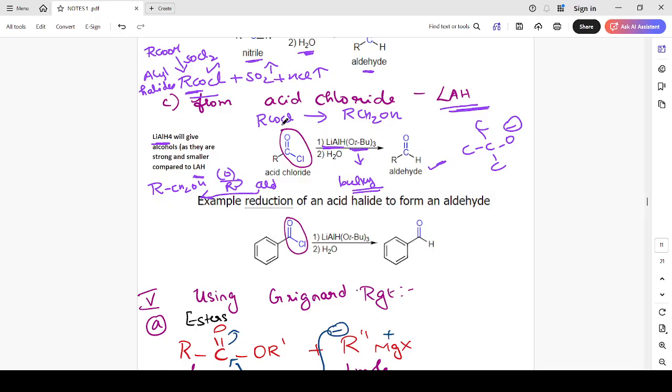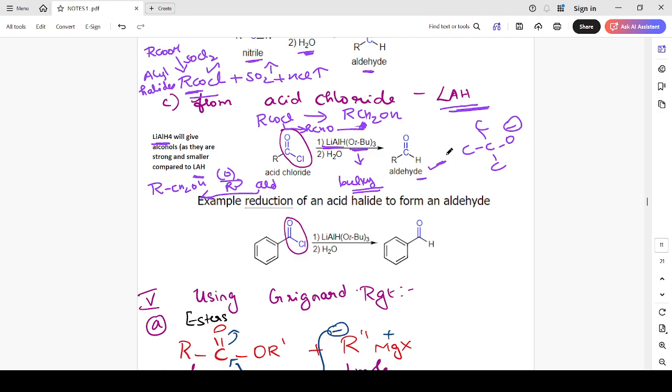I repeat here, RCOCl should have become RCHO, or CHO only should have become alcohol. Lithium aluminum hydride is a very strong reducing agent, so it further reduces it to alcohol, but LAH is not like that. It's very bulky, so it stops with aldehyde itself.